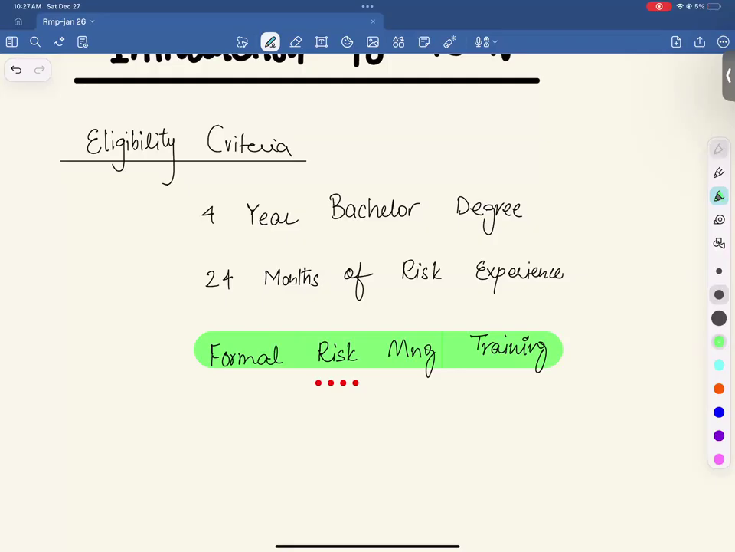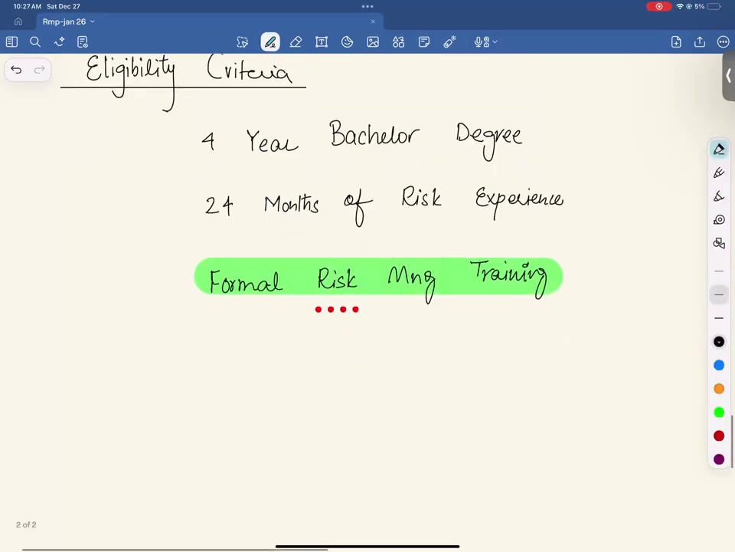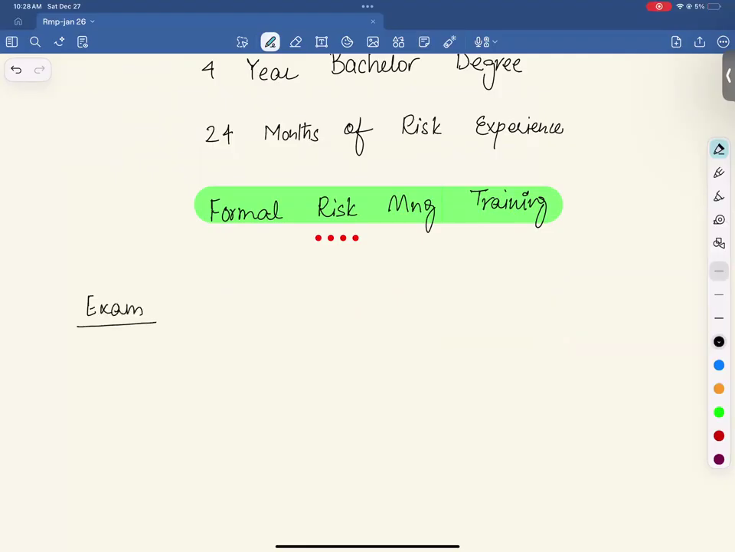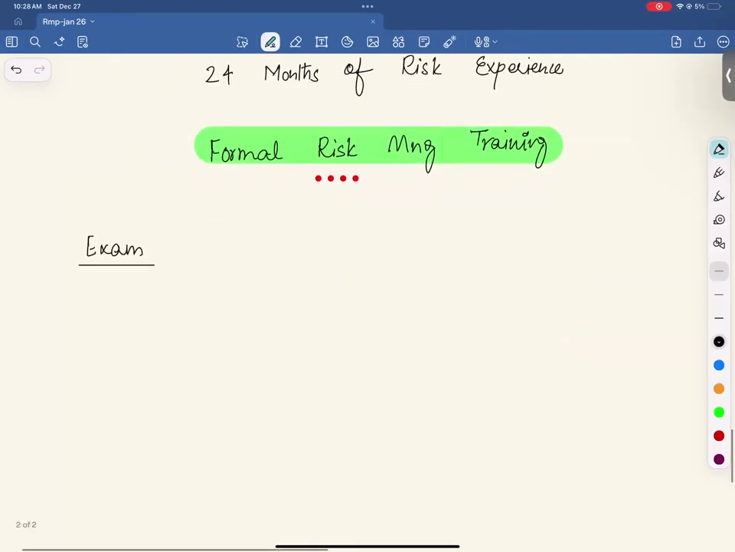Okay, if I talk about the exam, in the PMI risk management exam, in total you will have 115 questions.